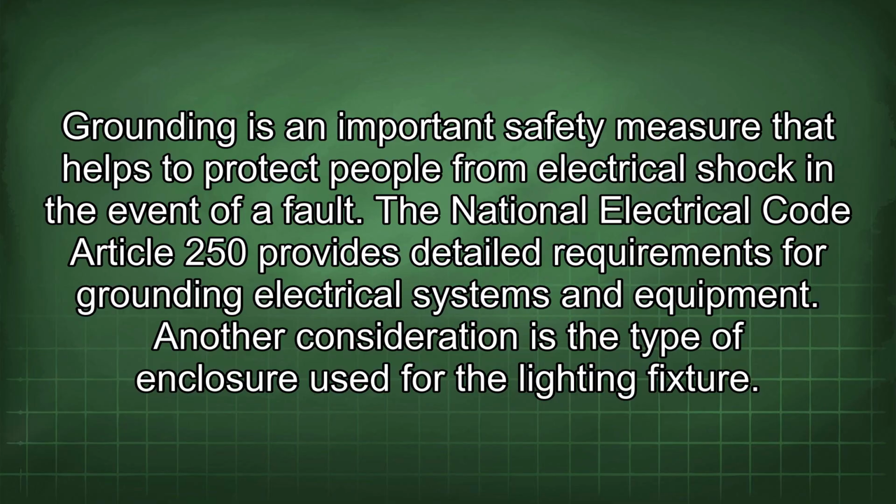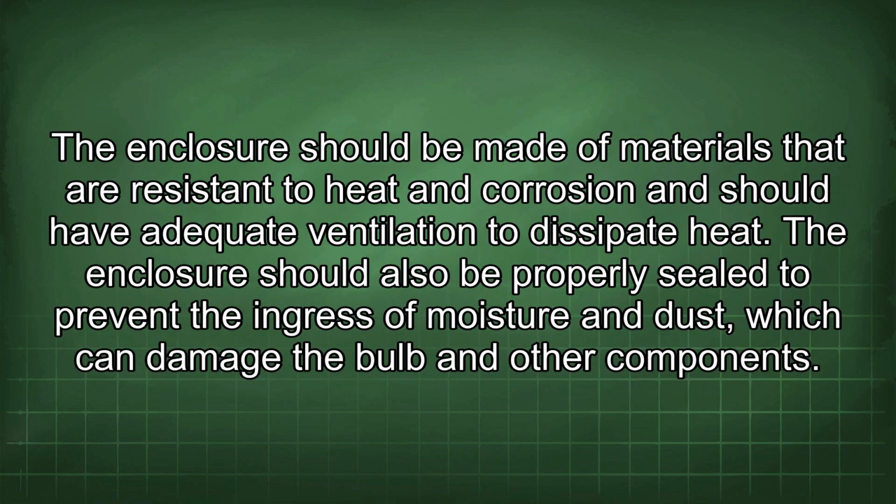Another consideration is the type of enclosure used for the lighting fixture. The enclosure should be made of materials that are resistant to heat and corrosion and should have adequate ventilation to dissipate heat. The enclosure should also be properly sealed to prevent the ingress of moisture and dust, which can damage the bulb and other components.